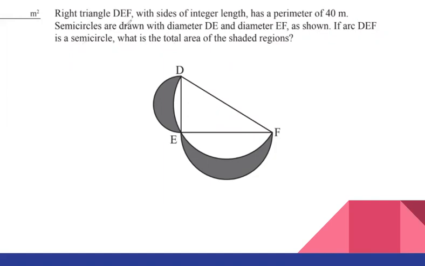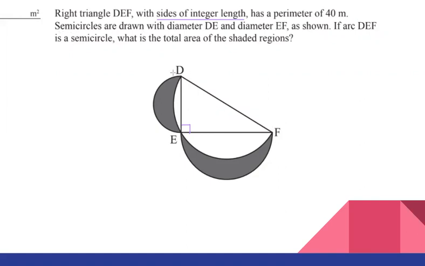Okay, so we have a triangle DEF. Let's start with labeling them. And the sides are integers, right? This is one of your biggest hints. This is really important. And the perimeter is 40. That will be the sum of those three numbers will be 40.